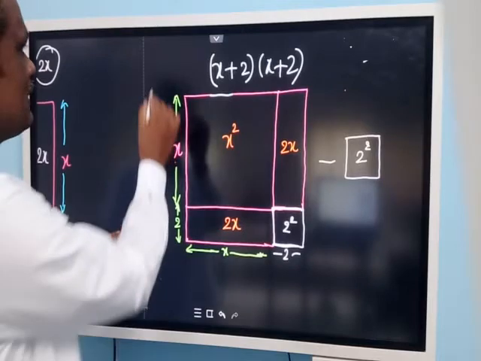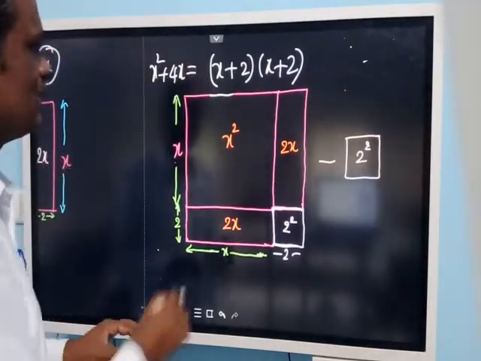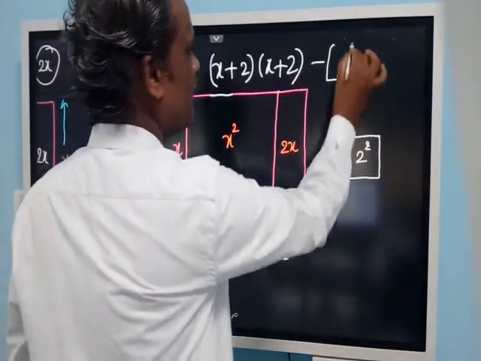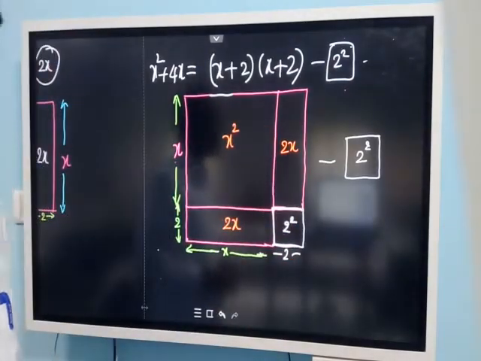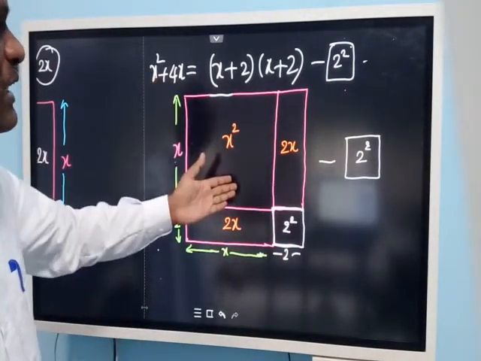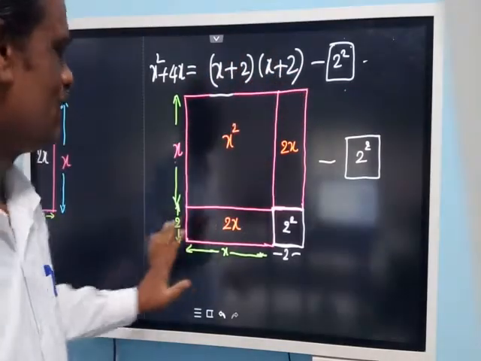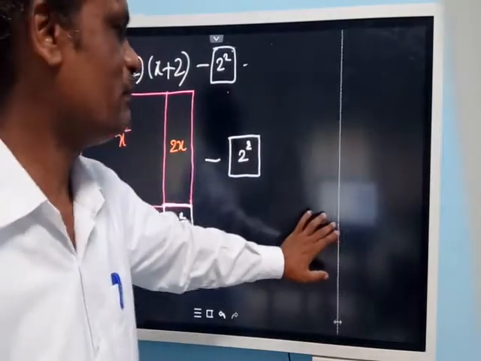We have completed x square plus 4x like this, then you have to include here minus 2 square. So we have changed that one to a square number. X square plus 4x we converted into x plus 2 whole square minus 2 square. So now we can verify this algebraically also.